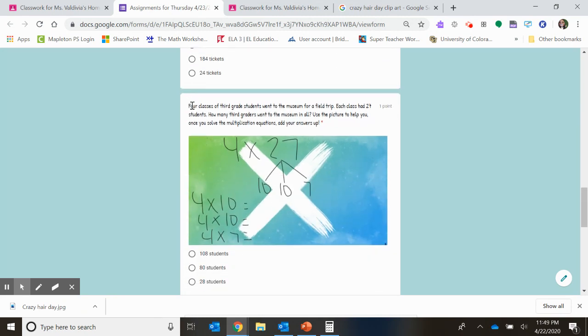Our next problem says 4 classes of 3rd grade students went to the museum for a field trip. Each class had 27 students. How many 3rd graders went to the museum in all? Use the picture to help you. Once you solve the multiplication equations, add your answers up. So we're taking that 27, pulling out the 2 tens and the 7, and then doing 4 times 10, 4 times 10, 4 times 7. Take all of those answers and add them up, and then your answer should be here.